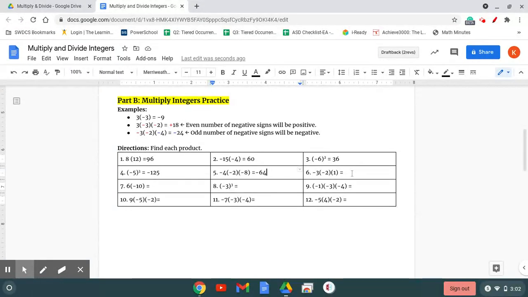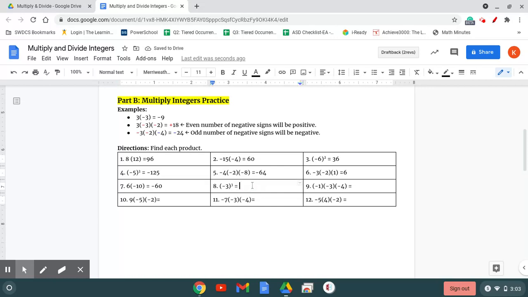All right, you should have negative 6 because, or sorry, I did that wrong. You should have positive 6 because negative 3 times negative 2 is 6. And then 6 times 1 is just 6. Number 7. We have one positive and one negative. So our answer is going to be negative, and then 6 times 10 is 60.